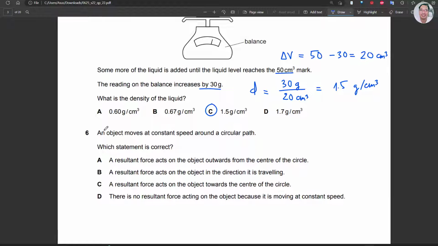Okay. An object moves at constant speed around a circular path. Which statement is correct? C. Resultant force acts on the object toward the center. Yeah, it seems to be correct. Let me check the others. Resultant force acts on the object outward. Wrong. Resultant force acts in the direction of travel. Wrong. There is no resultant force. Wrong. So that is absolutely C.